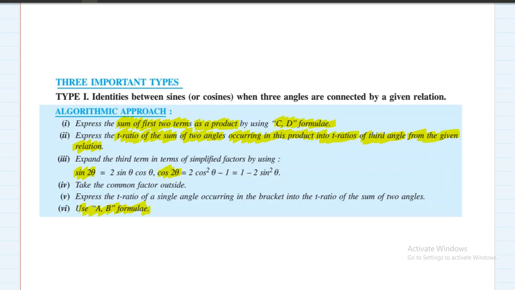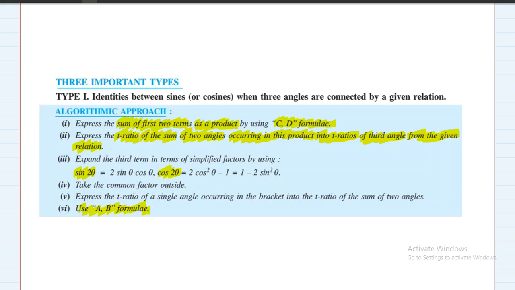First, we have to express the sum of two terms as a product by using CD formulae. We have to express the sum of first two terms as a product by using CD formulae. Sin C plus sin D, cos C plus cos D, if you remember the formulae. Then express the trigonometric ratios of sum of two angles occurring in this product into the trigonometric ratios of third angle from the given relation. That I will show you in the example.